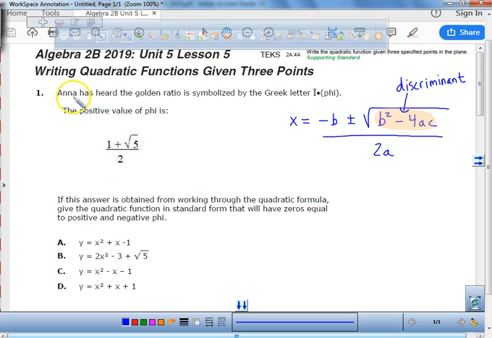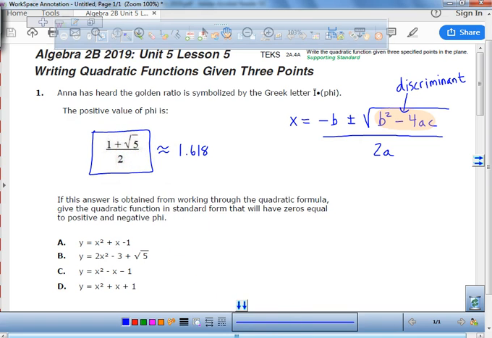So it says, Anna has heard the golden ratio is symbolized by the Greek letter phi. The positive value of phi is this. Now, this is approximately equal to 1.618. That's what that is approximately equal to.